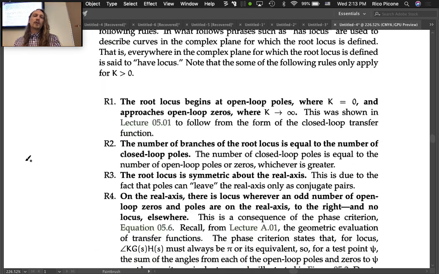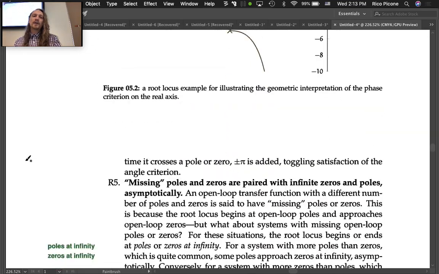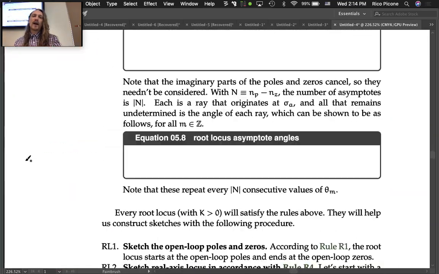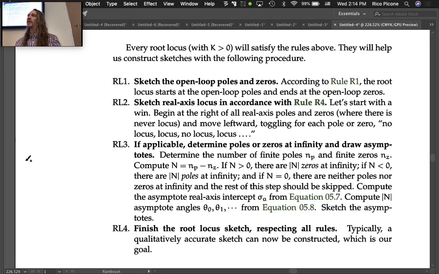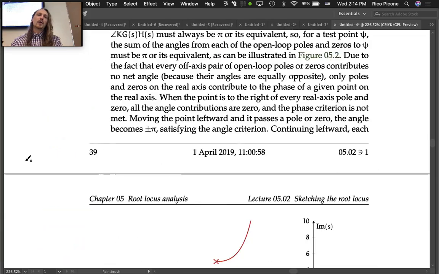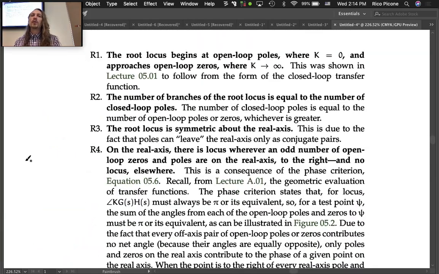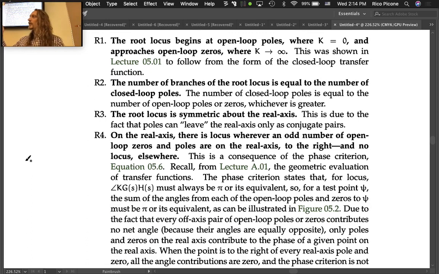Okay, so here are our rules. We have 5 rules, and then we're going to have a procedure that follows for how to go through and construct a root locus sketch. There are more rules if you want to get more precise with your construction, but I think that these 5 get you a really nice qualitative root locus sketch without a whole lot of work. So you should be able to sketch a root locus in a couple of minutes. It shouldn't take you a long time. It should be faster than a Bode plot.